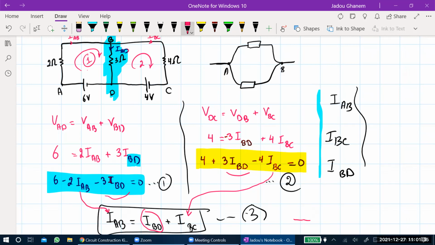And then we can find IBD in the first step. Once we found IBD, we can go to equation number 2 and we can find IBC, since in this equation we have two unknowns only, and one of them is known right now. So in equation number 2, all the unknowns are solved. And concerning equation number 1, since we have IBD, we can substitute it and find IAB. So that's how we can solve such an equation.